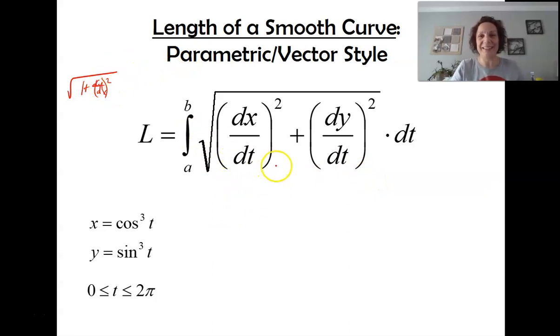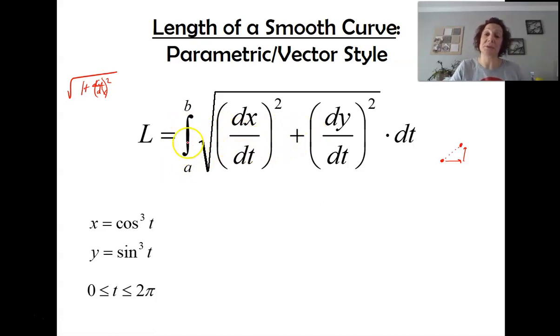But look at this. This is actually just the Pythagorean theorem in itty-bitty form, right? This is your change in x squared. This is your change in y squared. This is x squared plus y squared, right? And then we add them up and take the square root. So if I have a point here and a point here, and I want this length, I'm going to find my change in x and my change in y. I'm going to square them, add them up, take the square root. This is the Pythagorean theorem in infinitely small form. That's all it is. And if you remember when we did the length of the curve in Cartesian coordinates, we started with the Pythagorean theorem and developed it from there. So for parametrics and vectors, it's just a slightly different formula for length of a curve.